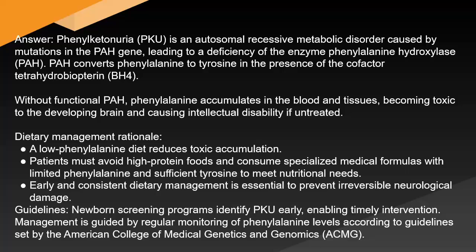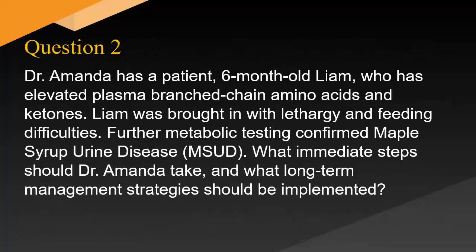and Genomics, Inc. Dr. Amanda has a patient, 6-month-old Liam, who has elevated plasma branched-chain amino acids and ketones. Liam was brought in with lethargy and feeding difficulties. Further metabolic testing confirmed maple syrup urine disease (MSUD). What immediate steps should Dr. Amanda take, and what long-term management strategies should be implemented?